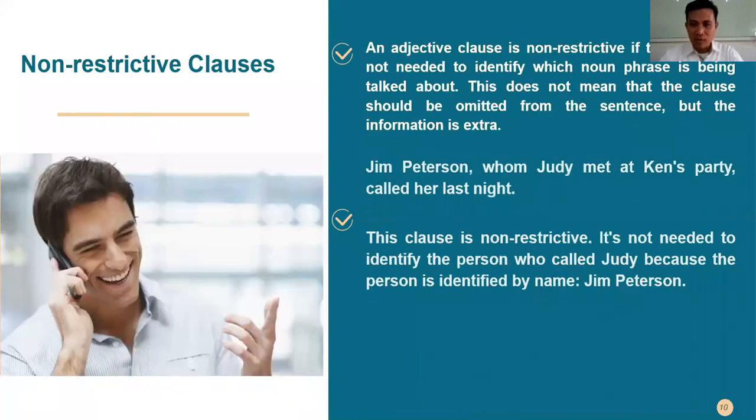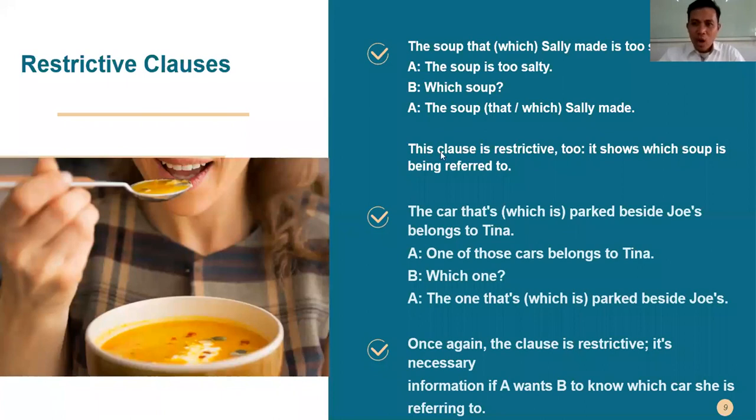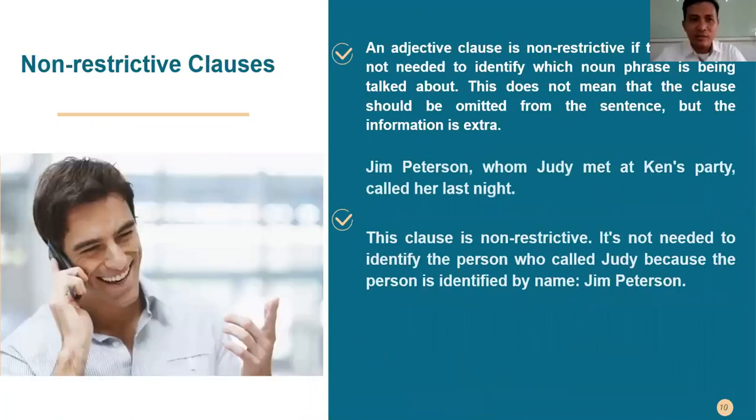Okay, so remember, when you are writing a restrictive clause, you don't use any comma here. So no comma here. Look at this one: the cars, there is no comma. That is one of the characteristics of restrictive clauses. Next, the second one is non-restrictive clauses.